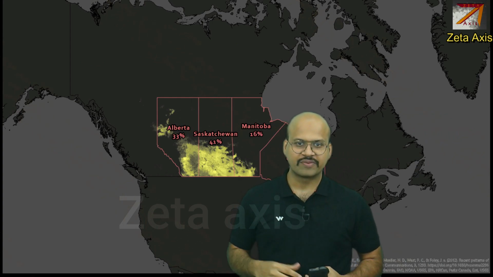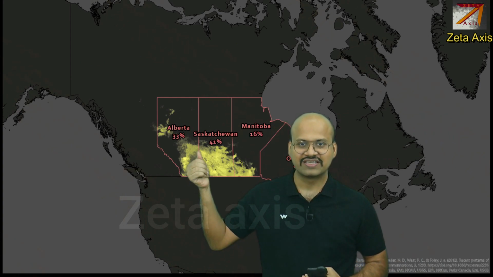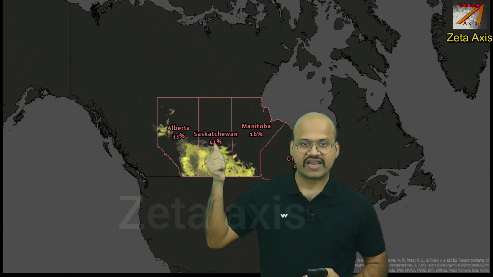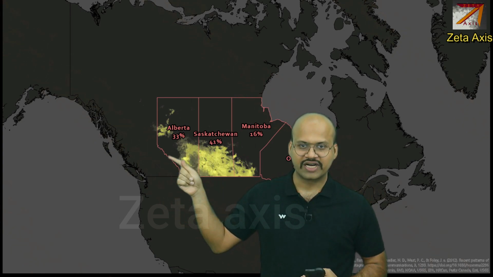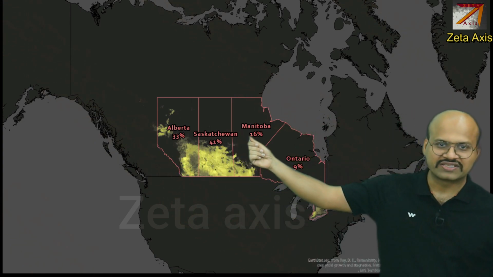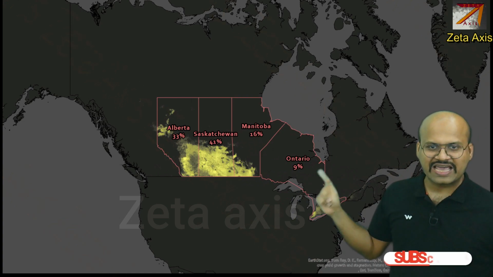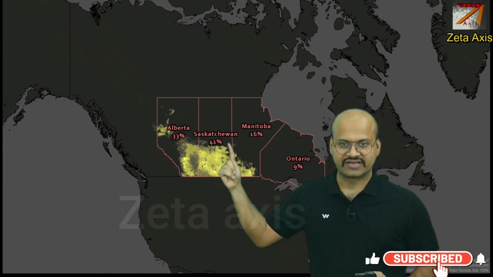And if we see the production wise distribution, then we can see that Saskatchewan has 41%, followed by Alberta at 33%, Manitoba at 16%, and Ontario at 9%. So this state has the maximum production of wheat in Canada.